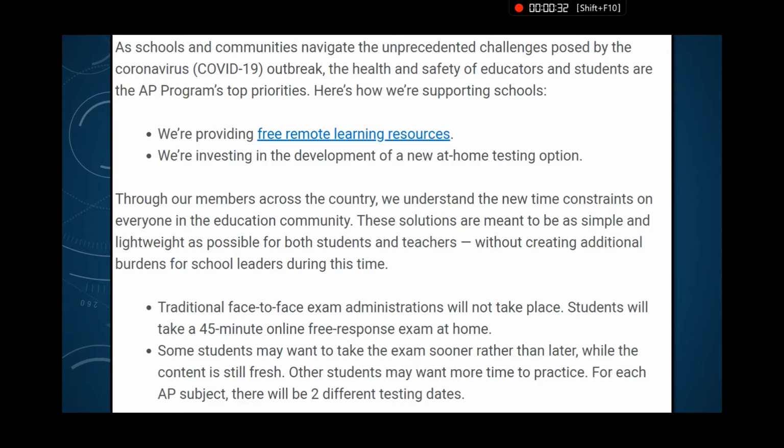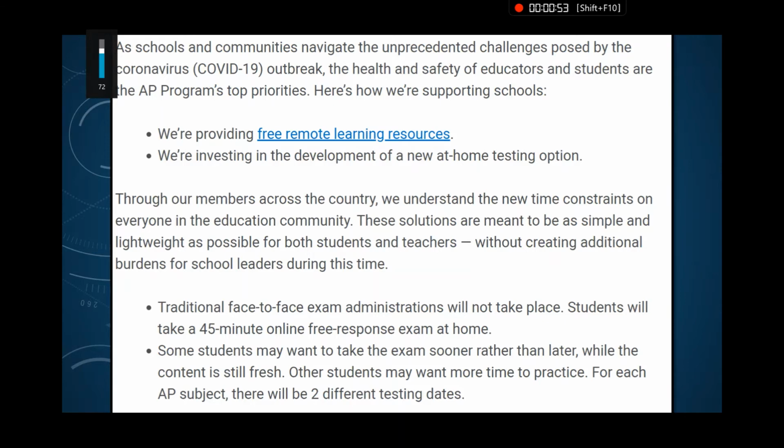So as we talked about in Calculus BC, there's been some changes for the AP exam this year. We're looking at 45-minute free response questions that are offered at home. There'll be 2 times where they're offered for each class, one earlier and one later, and you can pick which one you want to take.